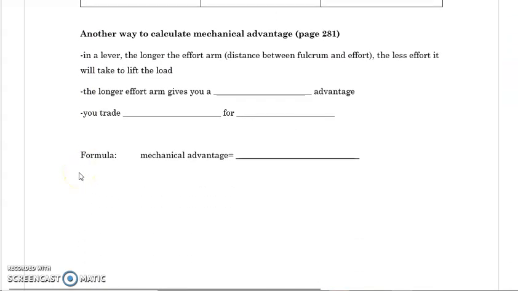Now, as mentioned before, the length of the arm will give you an idea of exactly how much mechanical advantage you have. The greater the advantage, you're going to actually wind up trading distance for force.